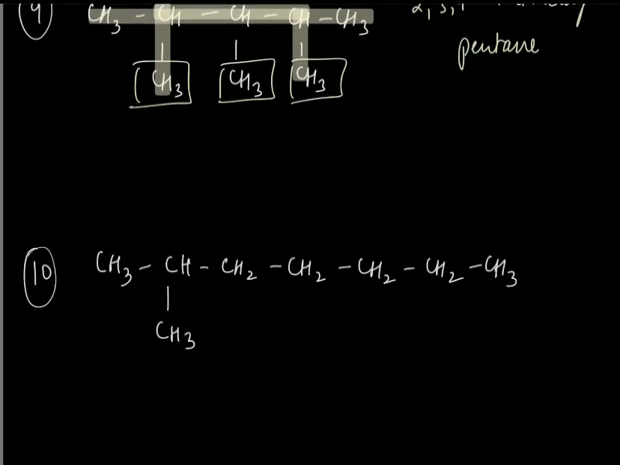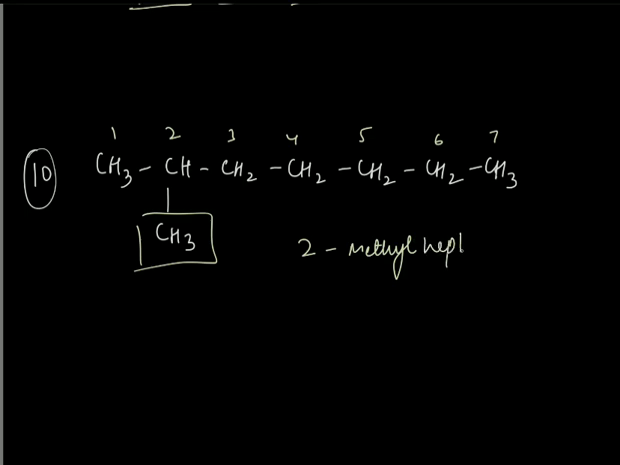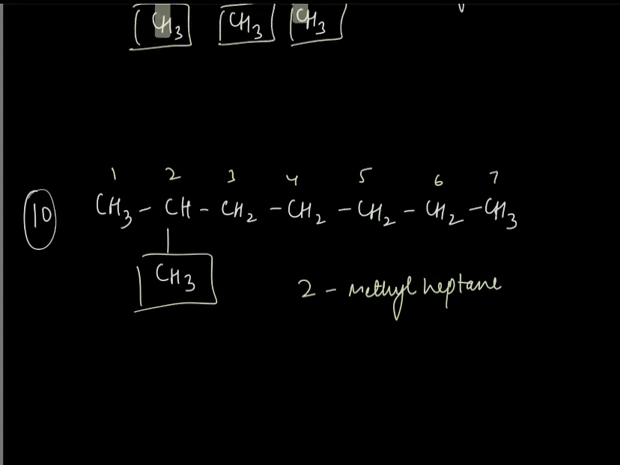Okay, now moving to this one. So this is the last one in this video. So it's very simple. If you can see from where we are going to start the numbering, from the left hand side, that's an easy one I took. So 4, 5, 6, and 7. So it feels easy once you have done those previous questions. That's why it feels easy. So this is going to be 2-methylheptane. That's the answer.